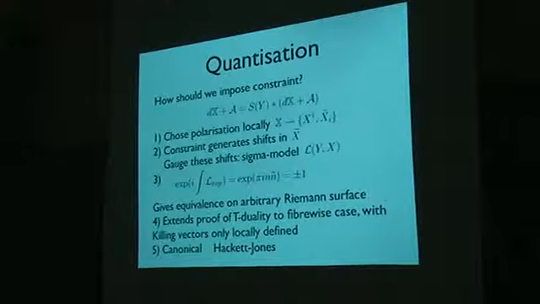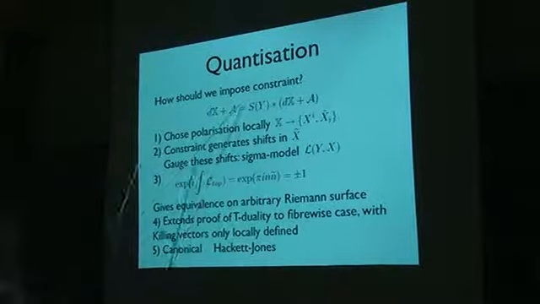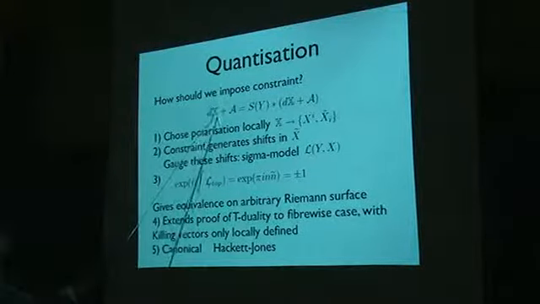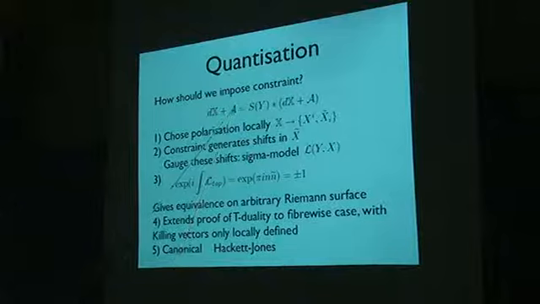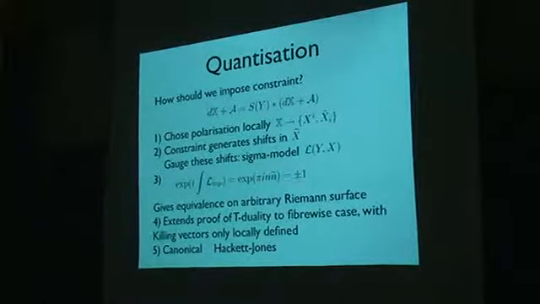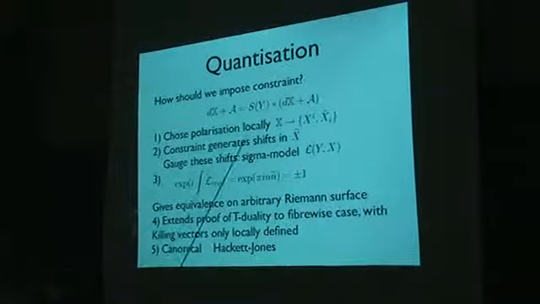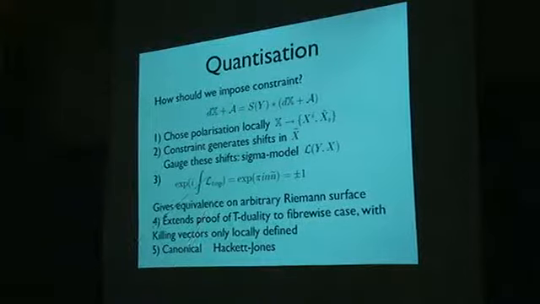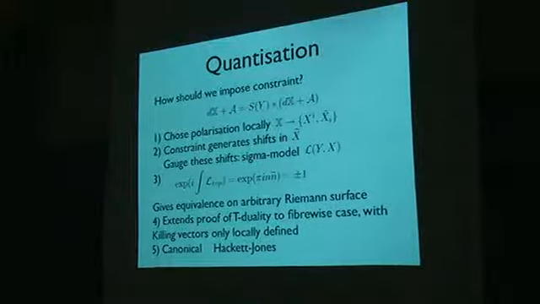Finally, I mentioned the constraint on these x's, which imposes that half are right movers and half are left movers. The constraint looks like this, where A was the connection on this double torus bundle that I introduced. So we can choose a polarization locally over a patch, splitting it into 2 sets of coordinates. And then we can think of this constraint as generating a shift in x tilde. We can then gauge these shifts to get a gauged sigma model. So it looks a bit like the kind of formalism we looked at earlier.